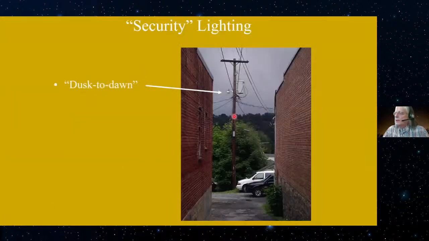Then there's security lighting. So we have this dusk-to-dawn fixture on a pole, often leased from the power company or provided by the power company as some kind of area lighting. They're on all night. There's a question whether this provides security or is it a lighthouse that says, hey, I'm over here, come burglarize me. Because if you live in a dark rural area and you have one of these, a ne'er-do-well driving by wouldn't even know you were there if you didn't have it.